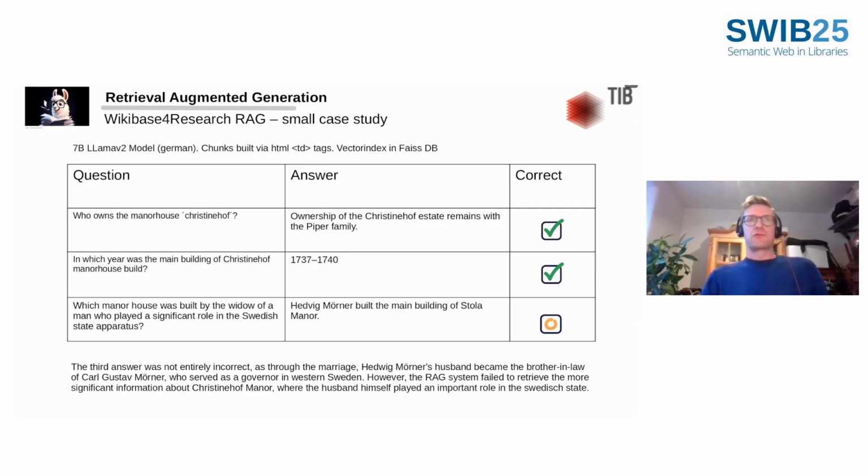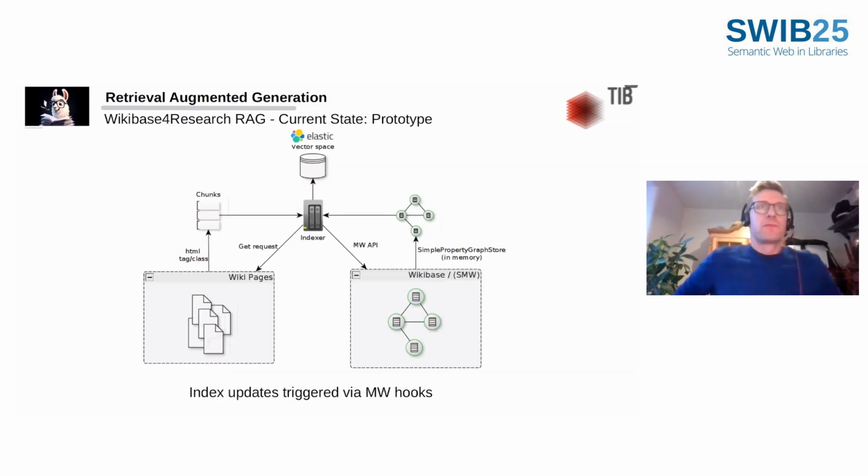But on the other hand, it retrieved another example which was not totally wrong. So for example, the LLM decided that another chunk was relevant where the husband of a woman became brother-in-law to a person who played a significant role. So the RAG system was able to detect that there was kind of an indirect connection to the Swedish state apparatus. So this is a good example of what is possible. And you see here that the hard thing is to get the relevant chunks for the question.